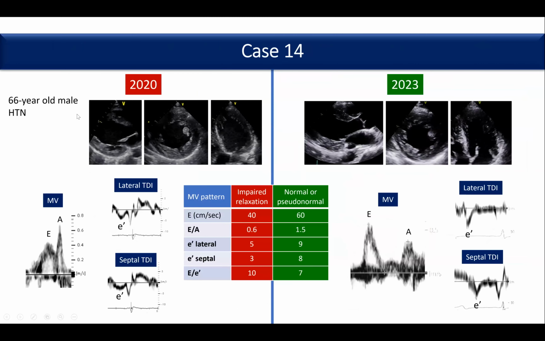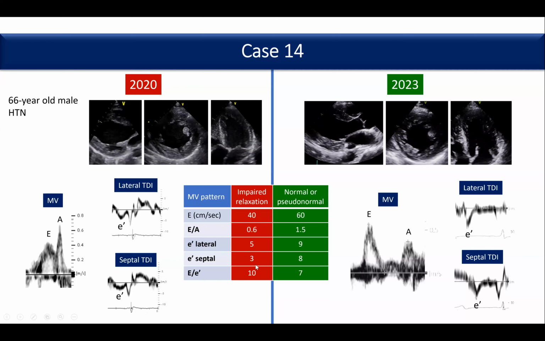Now, another patient, 66-year-old male with hypertension. You can see here, there's concentric hypertrophy. Ejection fraction is abnormal. You can see EF is not normal. It was, I think, 45%. And this was in 2020. So let's look at the 2020 parameters. You see the mitral Doppler here, the E to A ratio. So there's an impaired relaxation pattern. The E prime velocity is also low. The E to A ratio is 0.6. E prime lateral and septal are 5 and 3.